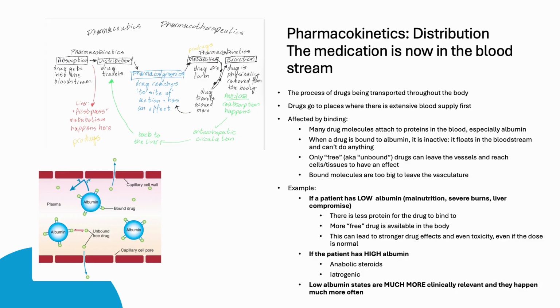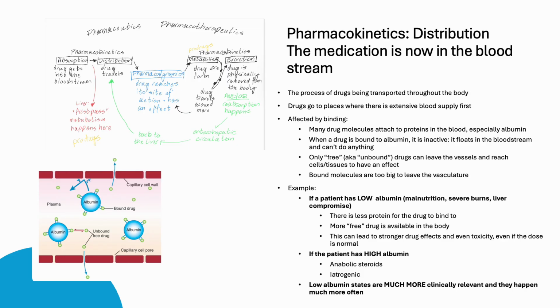All right, so we have gotten through absorption. We have gotten through first-pass metabolism. I haven't fully explained prodrugs, but I will continue to do that. And now we are at distribution. The medication is in the bloodstream. It was either injected or it has gotten there from the hepatic portal system, and it's in the bloodstream. So distribution, this step, is the process of drugs being transported throughout the body.